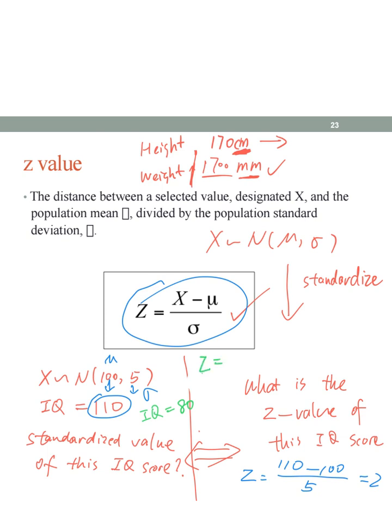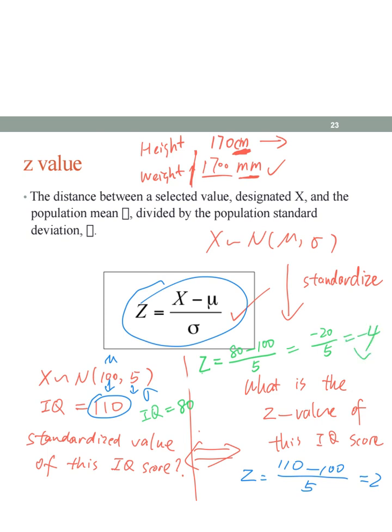They still do the same algebra, okay? We use 80 to replace x, and the mean value is 100. Standard deviation is equal to 5. So it's equal to negative 20 over 5. It's equal to negative 4, okay?